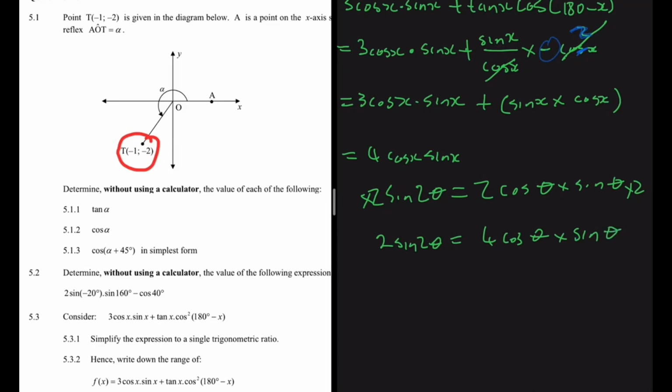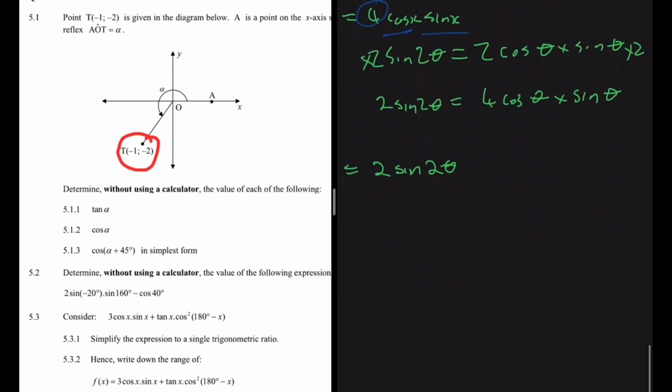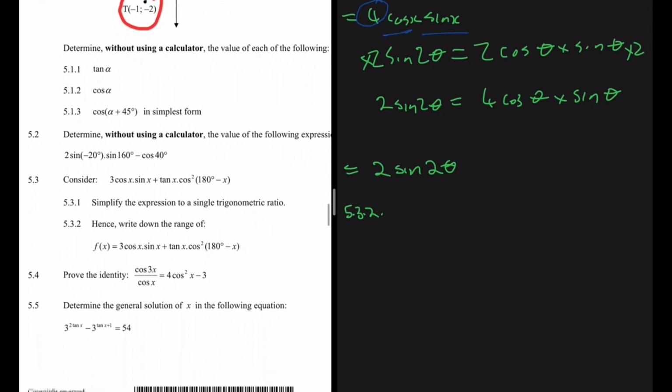And that's exactly what we have here. 4 cos theta sine of theta, but we have x instead. So that will be equals to 2 sine of 2 theta, right? And we have simplified our expression into a single trigonometric ratio. We can move to 5.3.2. 5.3.2 says write down the range of f of x, which is the expression we basically had, right?